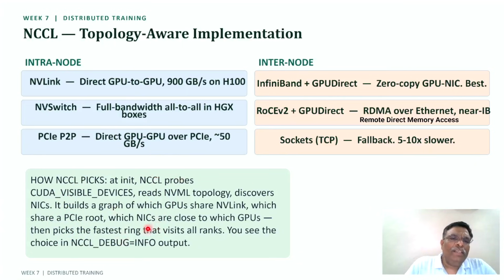At initialization, NCCL probes the visible devices. It reads the NVML topology and discovers the NICs. It builds a graph of which GPUs share NVLink, and which of them use the PCI Express route, and which NICs are closer to the GPUs. Then it picks the fastest string and goes on, rotating around all the GPUs in a circular, ring-like fashion, right?